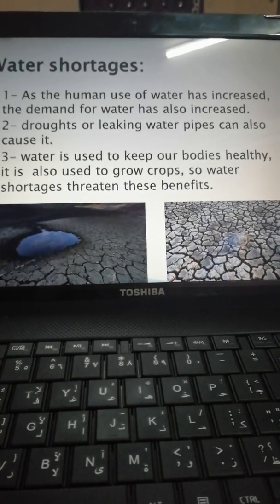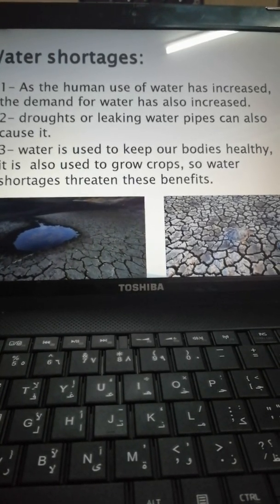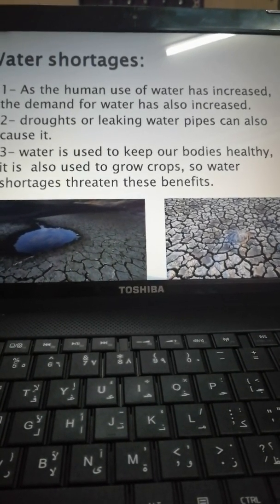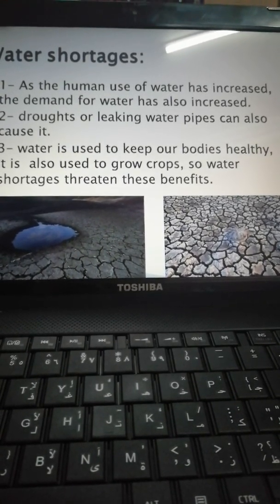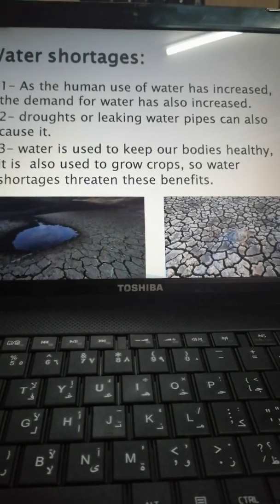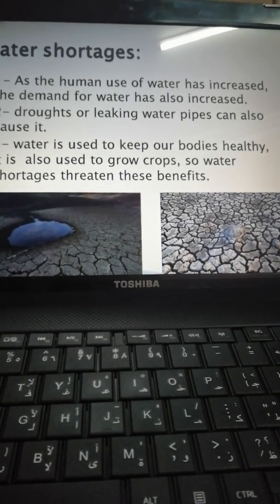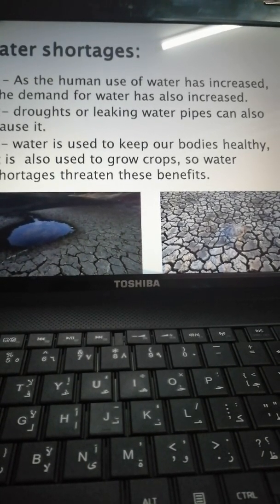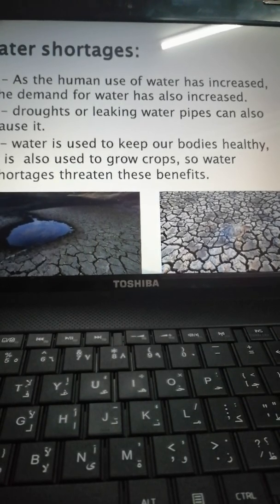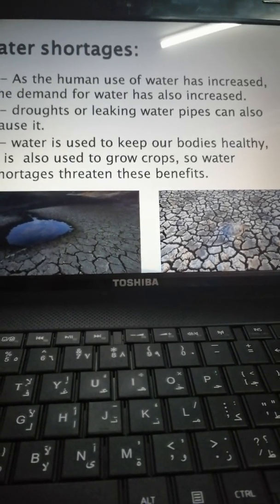So, what are the factors affecting water shortages? Increasing demand for water. Number 2, drought or leaking water pipes. And you must know that water is used to keep our bodies healthy. It is also used to grow crops, so water shortages threaten these benefits.